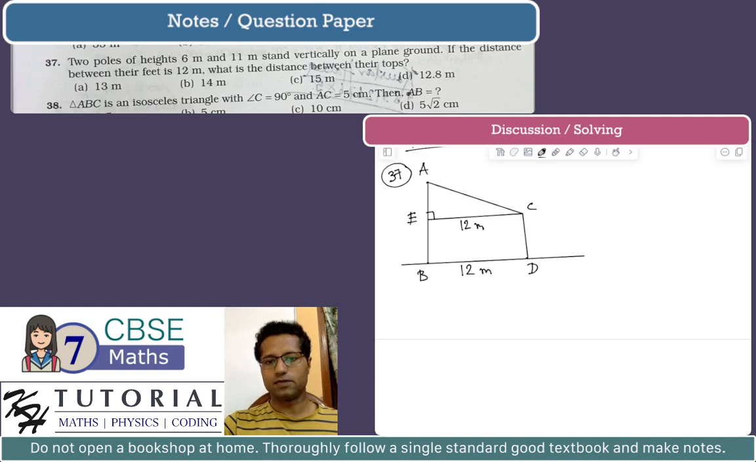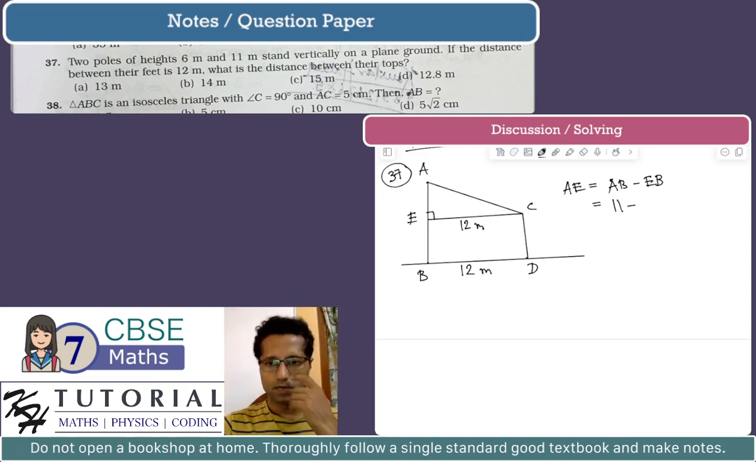In the right angle triangle AEC, we can apply Pythagoras theorem. We will get AC. We know one arm, that is CE, 12 meter. But what about the arm AE? You can see that AE is nothing but AB minus EB. Now, what is AB? AB is the height of the pole. We have considered AB to be the pole having the larger height. So this is 11. And what is EB?